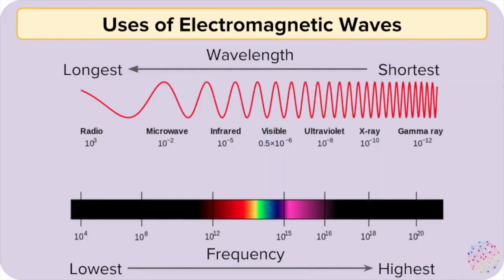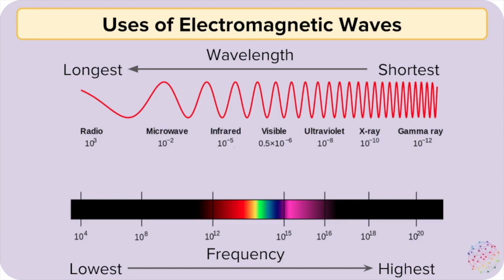Here we have the electromagnetic spectrum. Remember that this spectrum is organised in order of decreasing wavelength and increasing frequency and energy. It is made up of a variety of different subsections of electromagnetic waves, including radio waves, microwaves, and the visible rays of light that we can see.